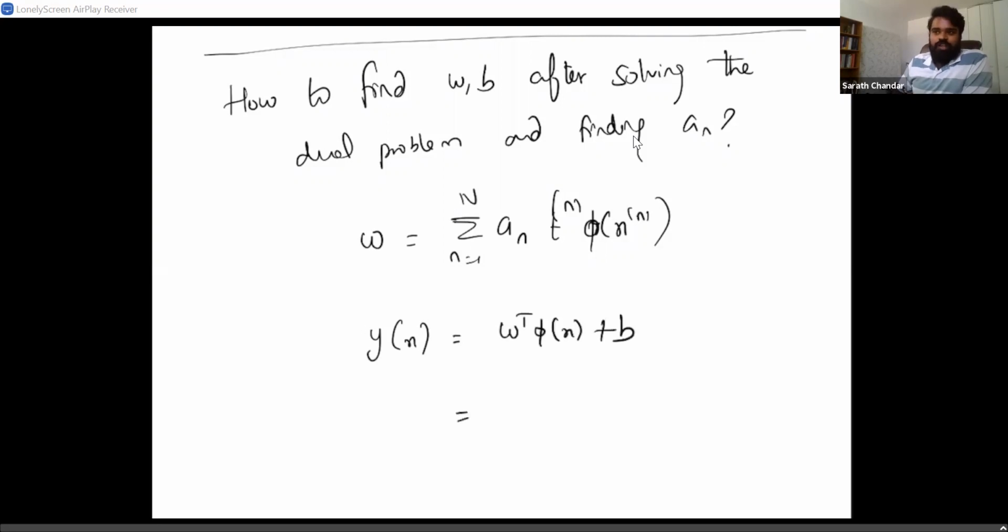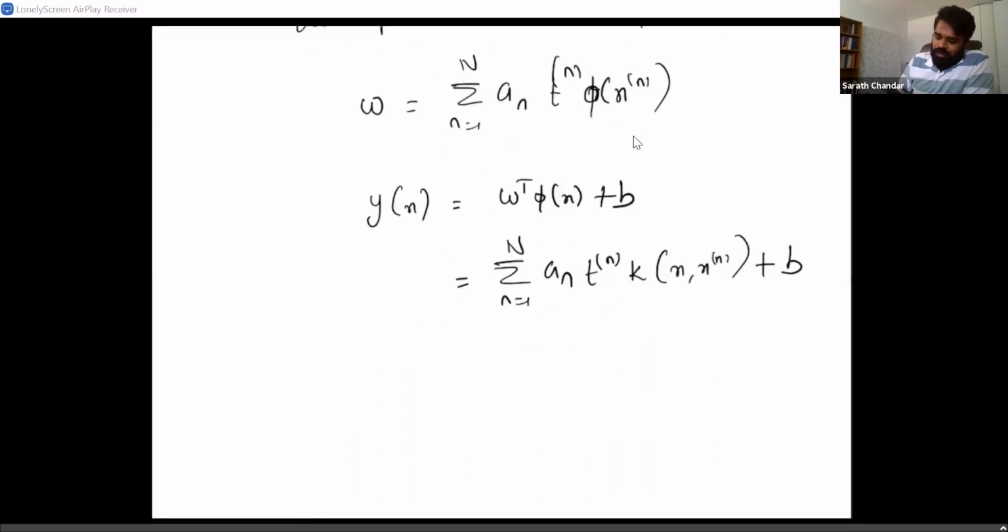Now I know the value for W, so I can write this as summation over n equal to 1 to capital N, a_n t_n, and there is a phi of x dot product with phi of x_n. We have already defined this as a kernel. So this becomes kernel of x, x_n, plus b. Now we still don't know how to compute b, right?